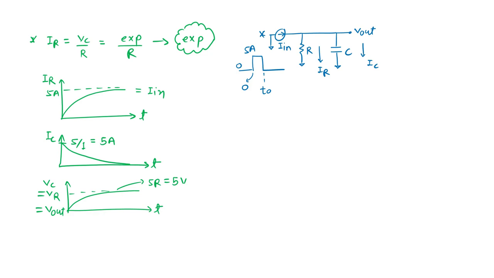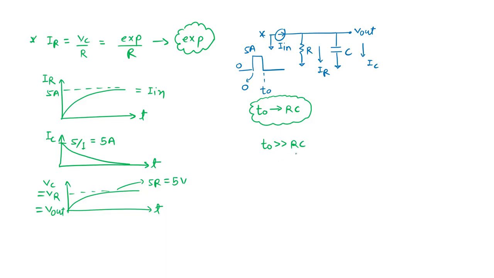So why am I considering T naught here? It is important to discuss. The value of T naught with respect to RC is important here. If T naught is much greater than RC, I'm not telling you that RC is a time constant here. We'll see slowly that RC is a time constant here.